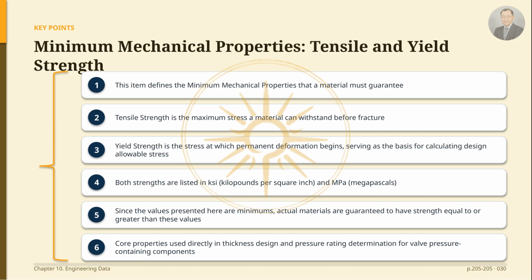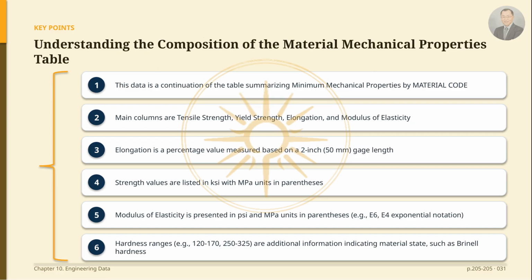Therefore, the actual material is guaranteed to have strength equal to or greater than these values. Since these two properties are core data used directly when designing the thickness of valve pressure-containing components or determining pressure ratings, they are items you must check in the table. Now, I will introduce the minimum mechanical properties table for control valve materials.